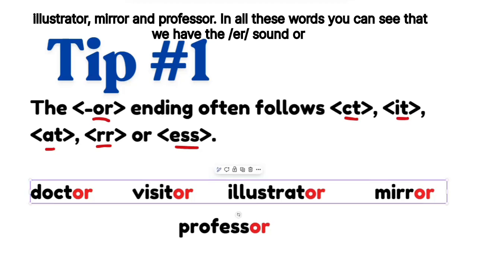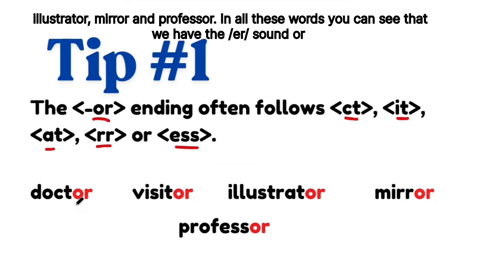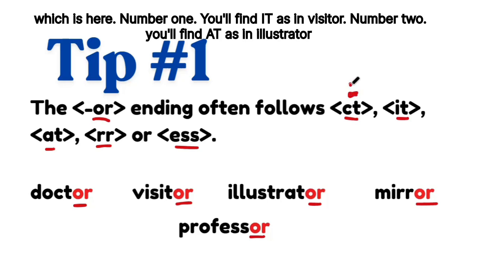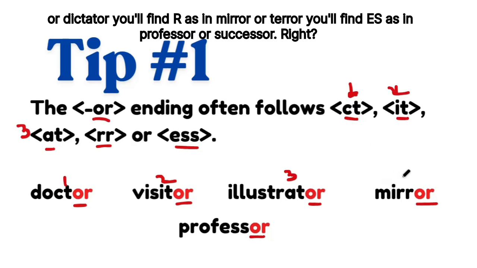In all these words, you can see that we have the sound at the end, but it is written with OR. So if you see the letters before OR, you'll find CT, which is here, number 1. You'll find IT as in visitor, number 2. You'll find AT as in illustrator or dictator. You'll find RR as in mirror or terror. You will find ESS as in professor or successor, right?